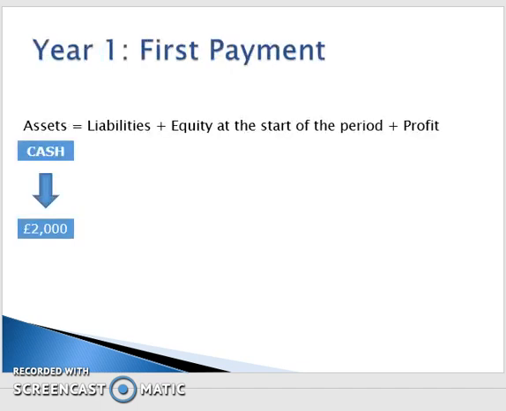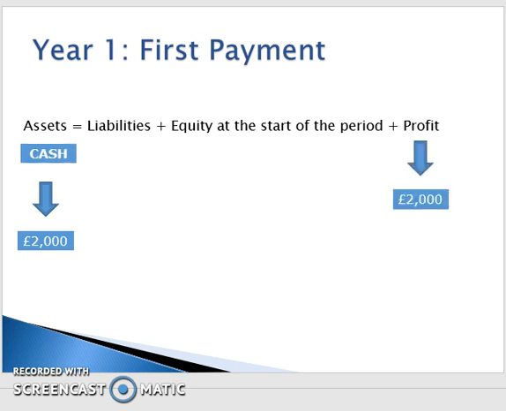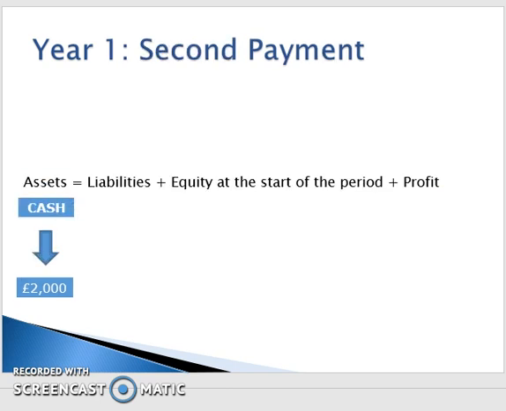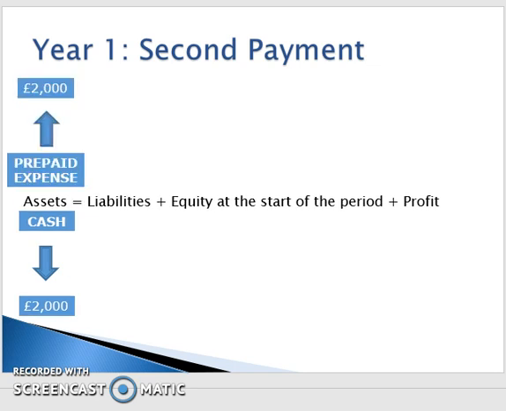The first payment in year 1 reduces the asset of cash by £2,000, but it is also an expense of year 1. This reduces the profit, so the equation remains true. The second payment in year 1 also reduces the asset of cash by £2,000, but it is not an expense of year 1. Therefore, it is replaced by another £2,000 asset called prepaid expense. This is an asset because the business is entitled to receive a year's use of the van.